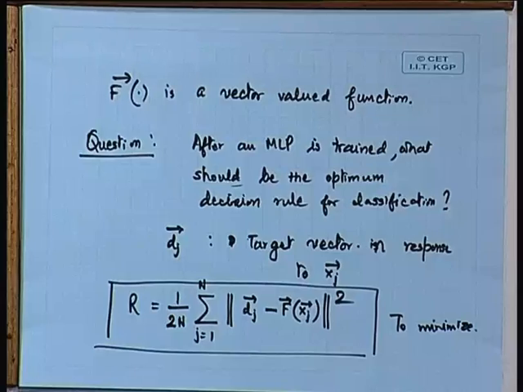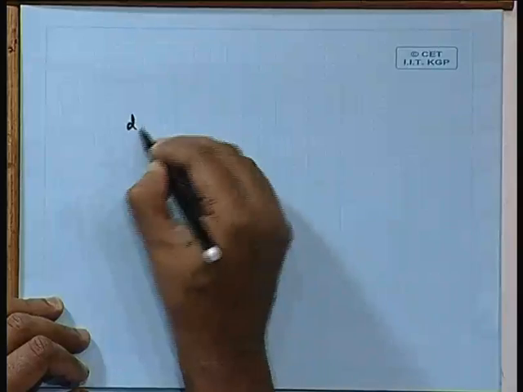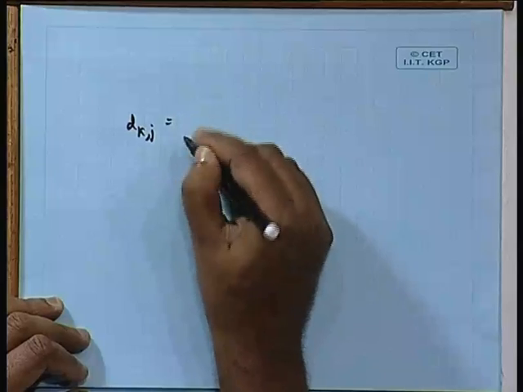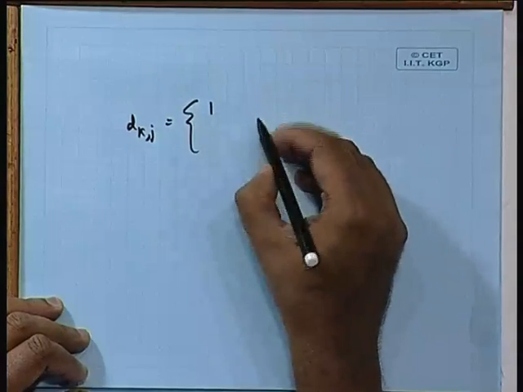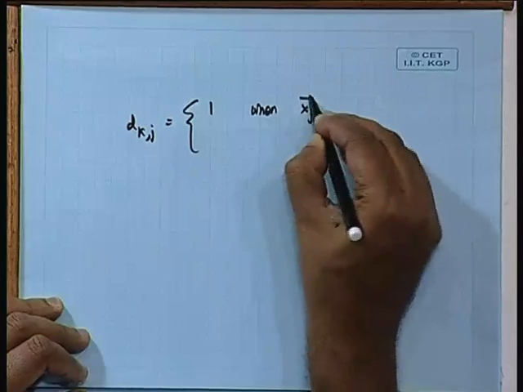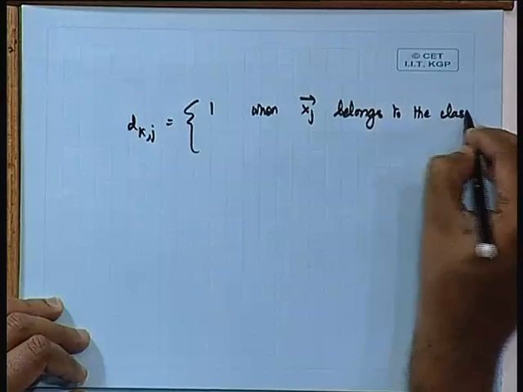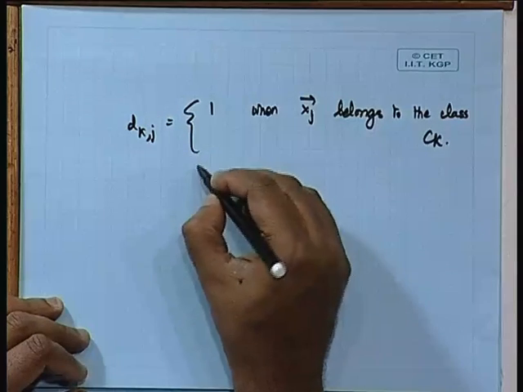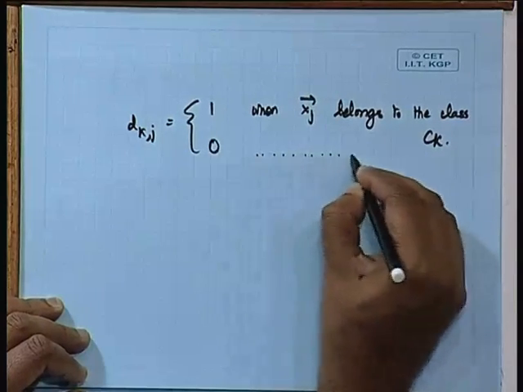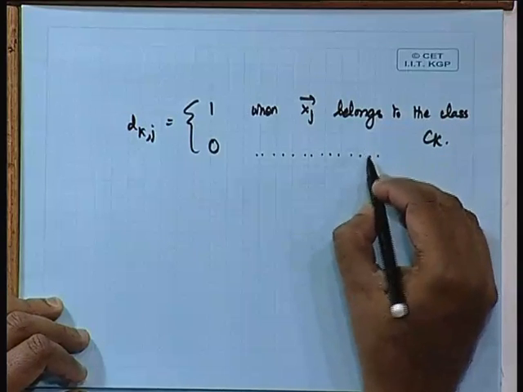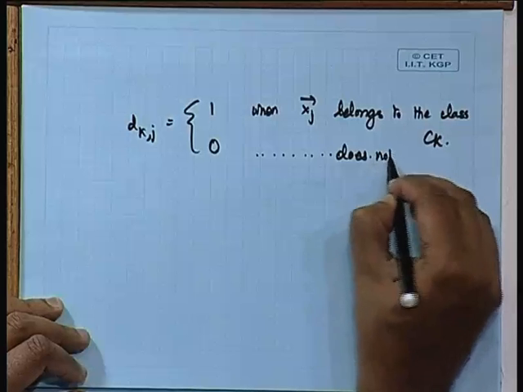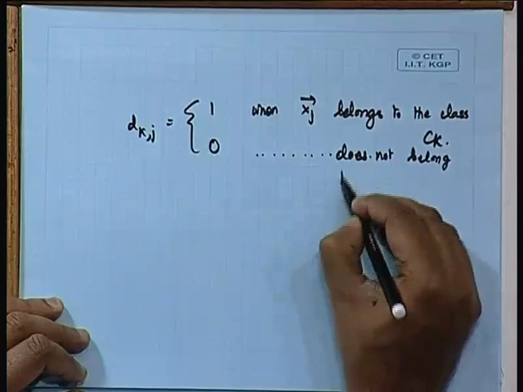Now, supposing that the network is trained with binary values, as one of you was already suggesting. In fact, in most cases it will be that. So, if we train it with binary values, then we should definitely have dkj equal to 1 when xj belongs to the class Ck, and it will be equal to 0 in the other case, that is when xj does not belong to the class Ck.